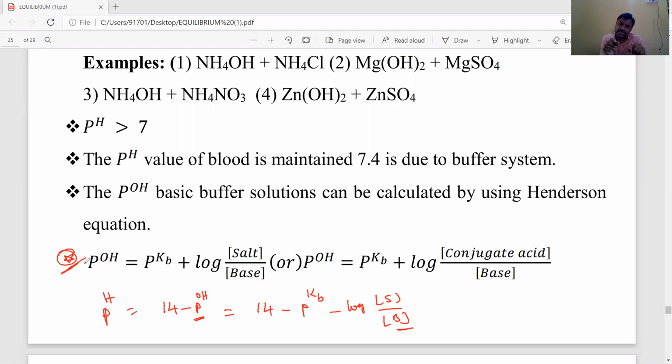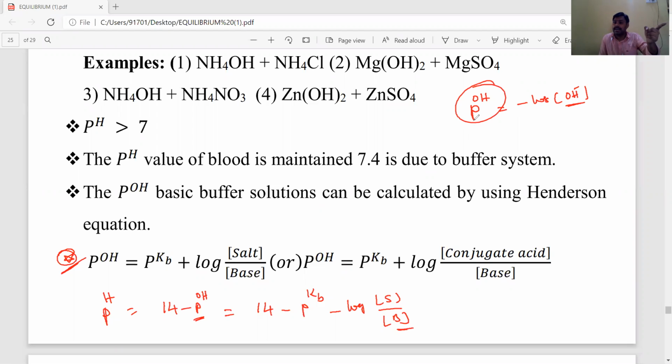Like if you want to calculate the pH of a base also, the base pH is equal to 14 minus pOH. So first you have to calculate pOH. pOH is equal to, for any strong base, minus log of the OH minus ion concentration. The OH minus concentration for strong bases is equal to the normality of the base. According to that, pOH comes for strong bases only.